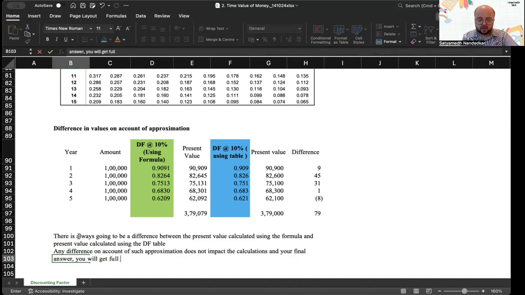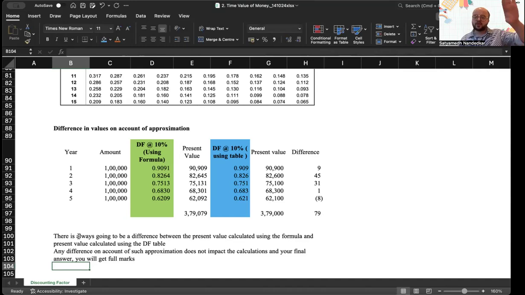So this is one question that a lot of students come to me with: the answer given at the back is so and so, my answer is so and so, will I lose marks on this topic? It's very clear that any difference that comes in your answer, if it is a difference on account of approximation, will not have any impact. You will not lose any marks, whatever approach you take. So make sure that you understand why it is happening this way.